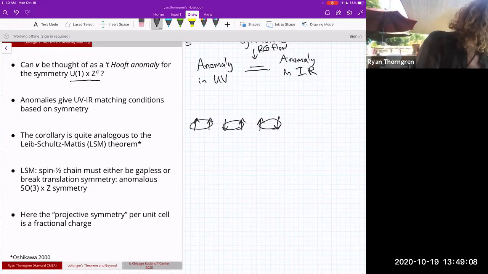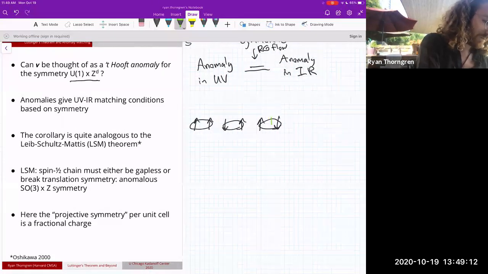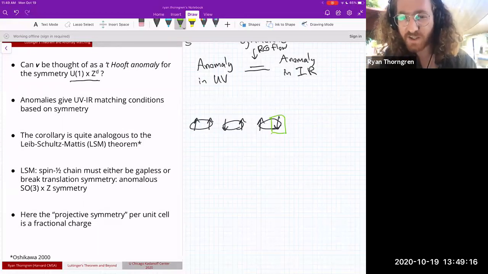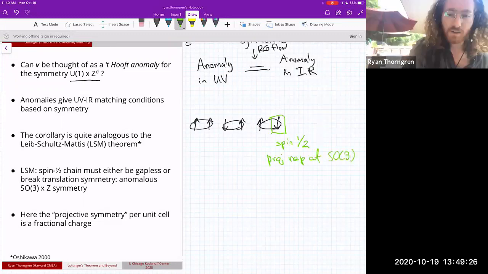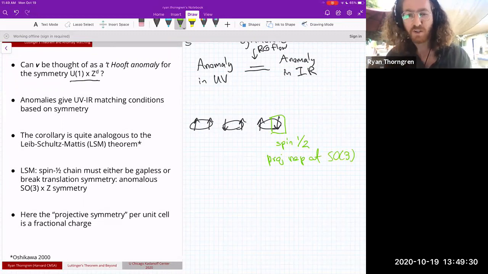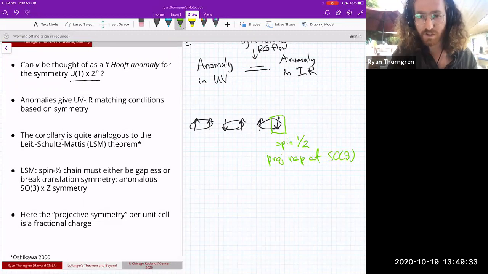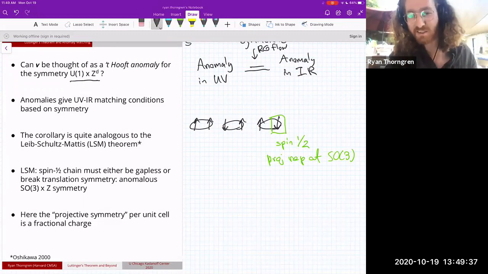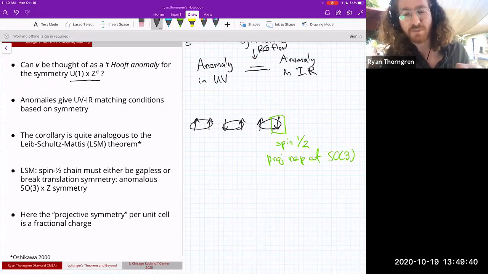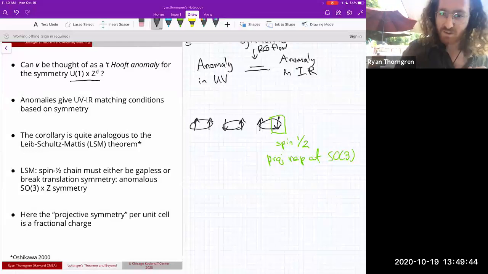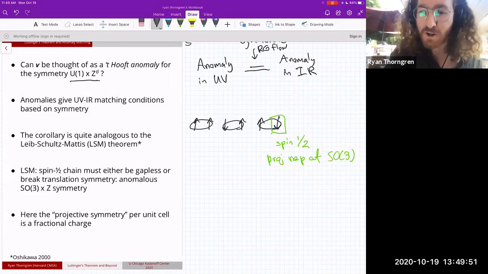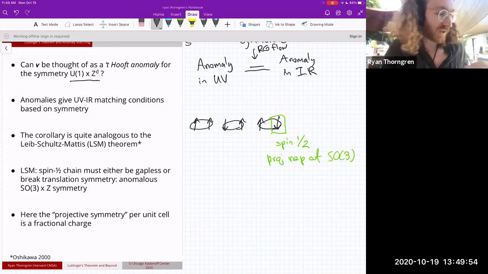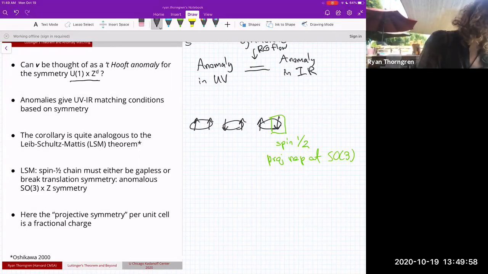And so the essence of the LSM theorem is that at each of these sites, we have a spin 1/2, which we can think of as a projective representation of the spin rotation symmetry SO3. And this projective representation per unit cell is one way to talk about the anomaly. Now you might say that, well, it's a projective SO3 representation, but not a projective SU2 representation. But actually the center of SU2 acts by a scalar matrix in this theory. So as far as the symmetry on operators is concerned, the symmetry is SO3. So this is an SO3 times Z anomaly.